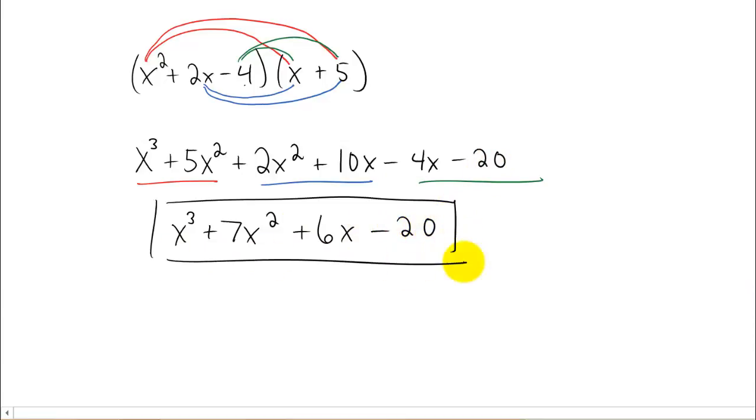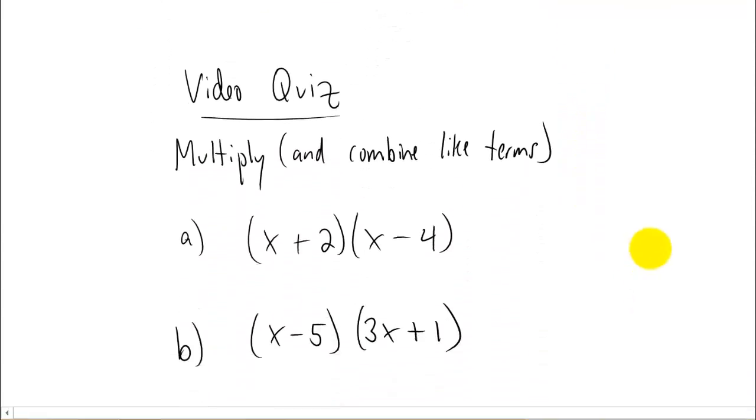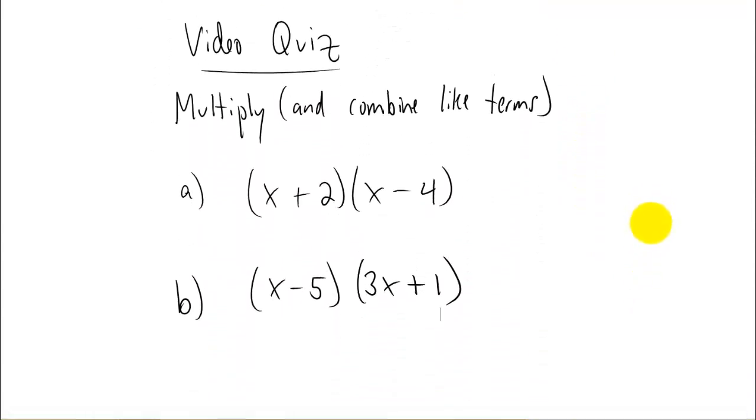All right. Let's box that thing up and get you a video quiz. Here it is. I have two sets of binomials to multiply out. Remember, you're going to be using that FOIL technique to multiply these things out. And don't forget to combine your like terms at the end to simplify.